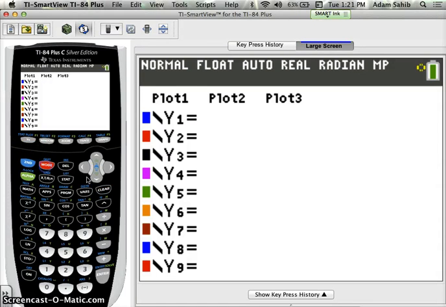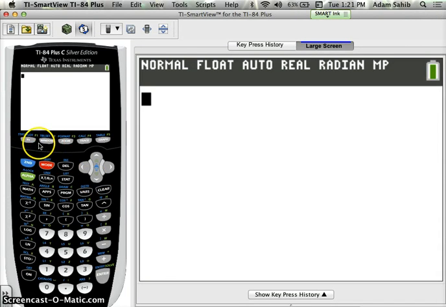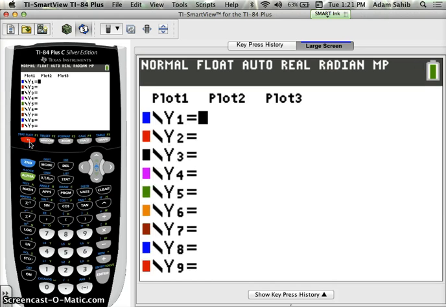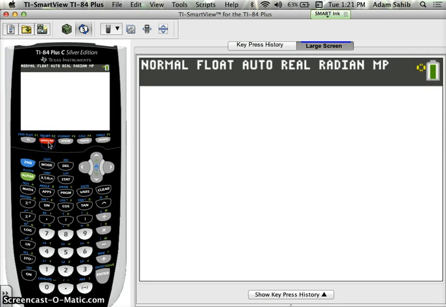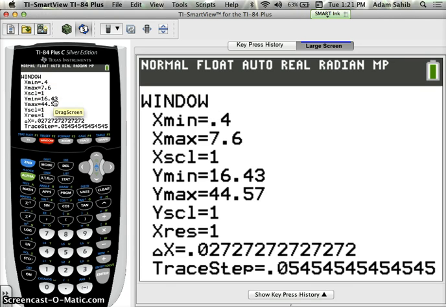Okay, so let's go back to our original screen. Y equals, go here, I want you guys to just follow sine x. The first thing we have to do is play with our window. If we go to our window, there are just some random settings here, but let's say we want to go from 0 to 2 pi.